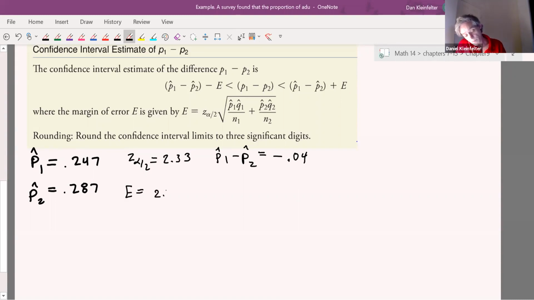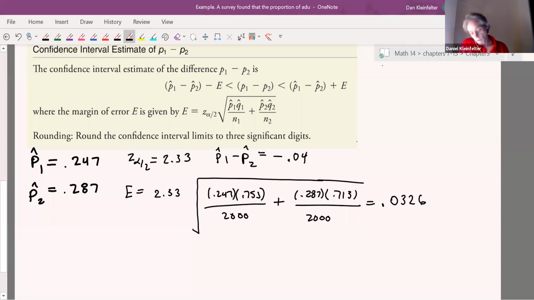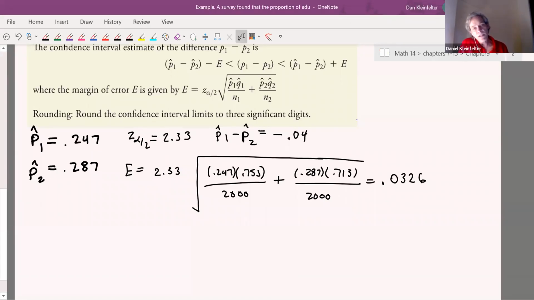So that will be our 2.33. We're multiplying that by this nice big square root: P1 hat times its complement, which is Q1 hat, and that was 0.753, over 2,000. Then we'll have 0.287 and its complement, which is 0.713, and that's also over 2,000. Okay, so let's go ahead and compute that. All right, so for the margin of error, I'm getting about 0.0326.